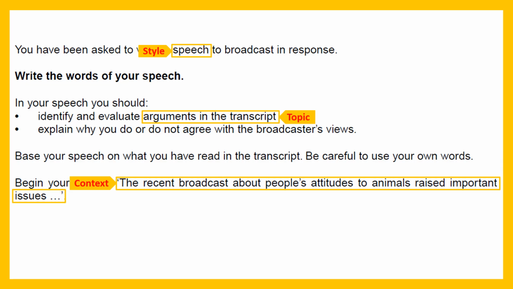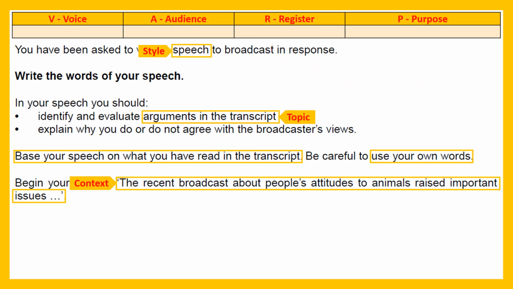Select and use relevant evidence and ideas from the passage. Express all ideas entirely in your own words. Consider the following elements of VARP. Voice: since you are writing a speech, use the first person point of view where appropriate. Audience: you are addressing radio listeners.